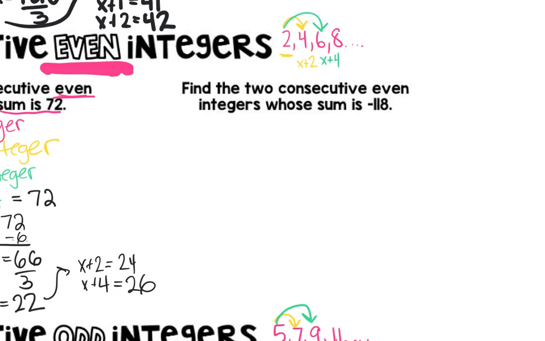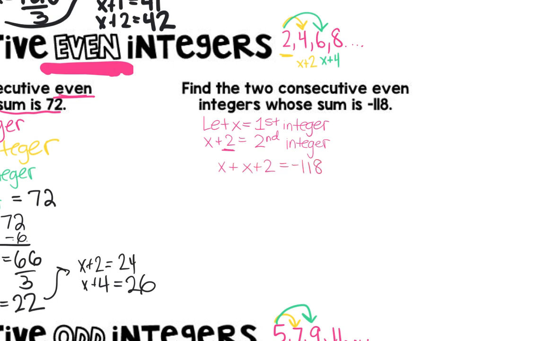Now on to even integers. Right here, let's find the 2 consecutive even integers whose sum is negative 118. Pause it and come back and see how you did. I started with setting up my let statement. Let x equal the first integer, and x plus 2 is going to equal the second integer, and that's because we're skipping over that odd number, and we are going to the next one after that, the next even number.